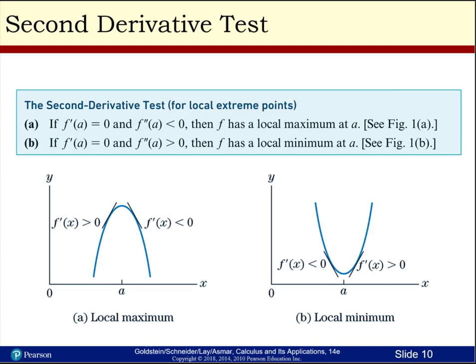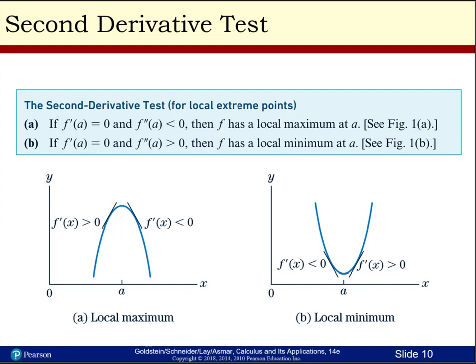The second derivative test for local extreme points. If f prime of a equals 0 and f double prime of a is less than 0, then f has a local maximum at a. If f prime of a equals 0 and f double prime of a is greater than 0, then f has a local minimum at a.